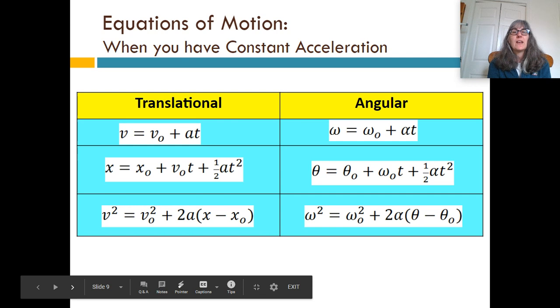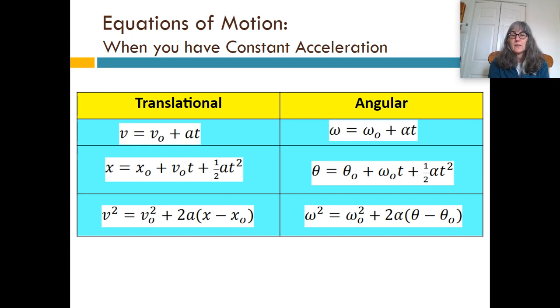Okay, so equations of motion. We're going to do more with this a little bit later on, but some of these are actually on your AP sheet, two of them are. You can use the analogs in these equations. So if v equals v0 plus at, you can rewrite that as omega equals omega 0 plus alpha t. So just taking not Greek and replacing it with Greek, the Greek analog, and it all works.